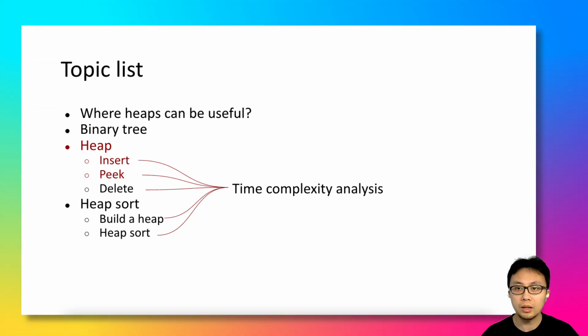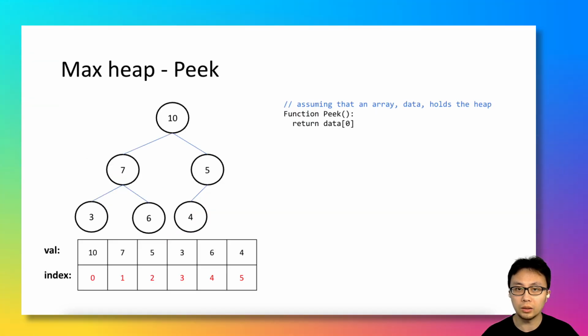Let's move to discuss the pick method now. The pick method is relatively trivial. The only thing it does is to access and return the element at the root. So its corresponding pseudocode is just one line. That said, its time complexity will also be trivial.